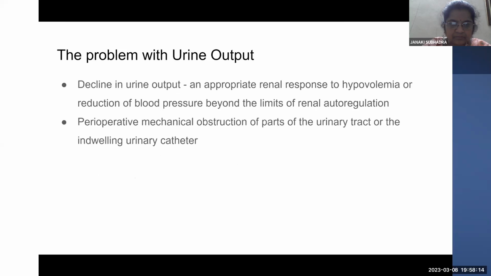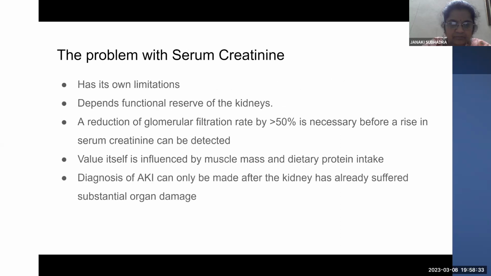It could also be, you realize, an appropriate renal response to hypovolemia or the reduction of blood pressure beyond the limits of renal autoregulation. Then there are mechanical things like obstruction of parts of the urinary tract or an indwelling catheter, which can decrease the urine output. So they are not always extremely reliable. Creatinine also has its own limitations.